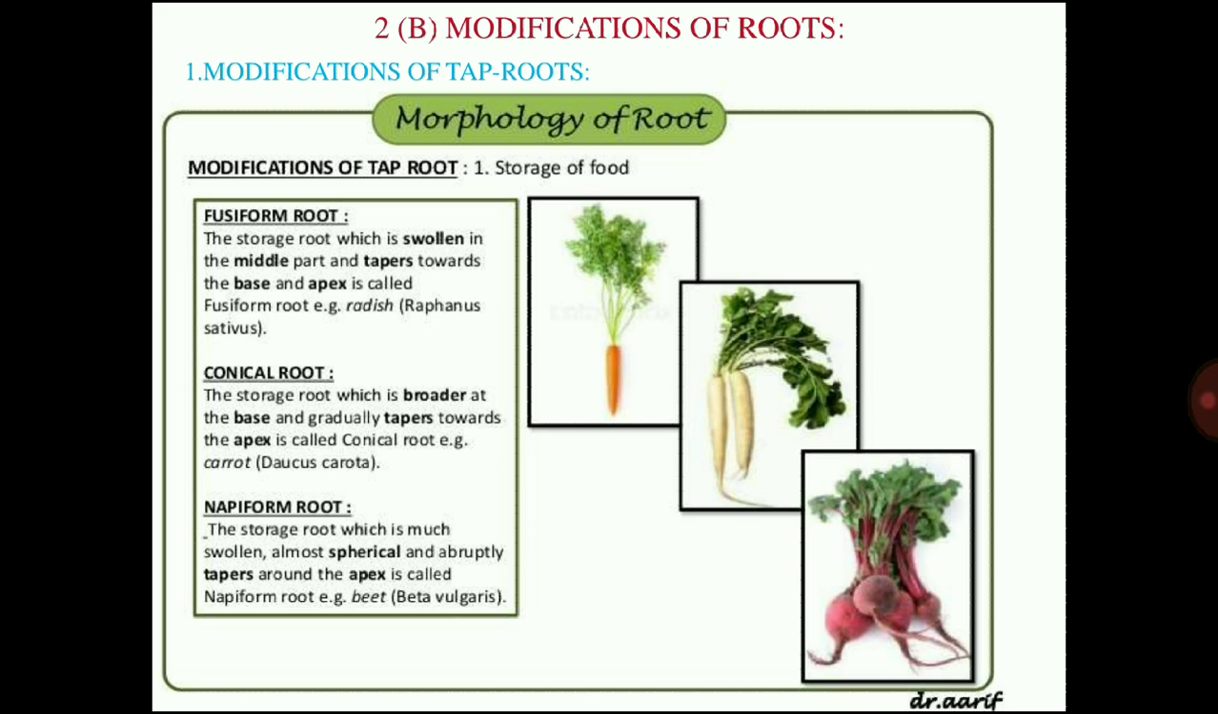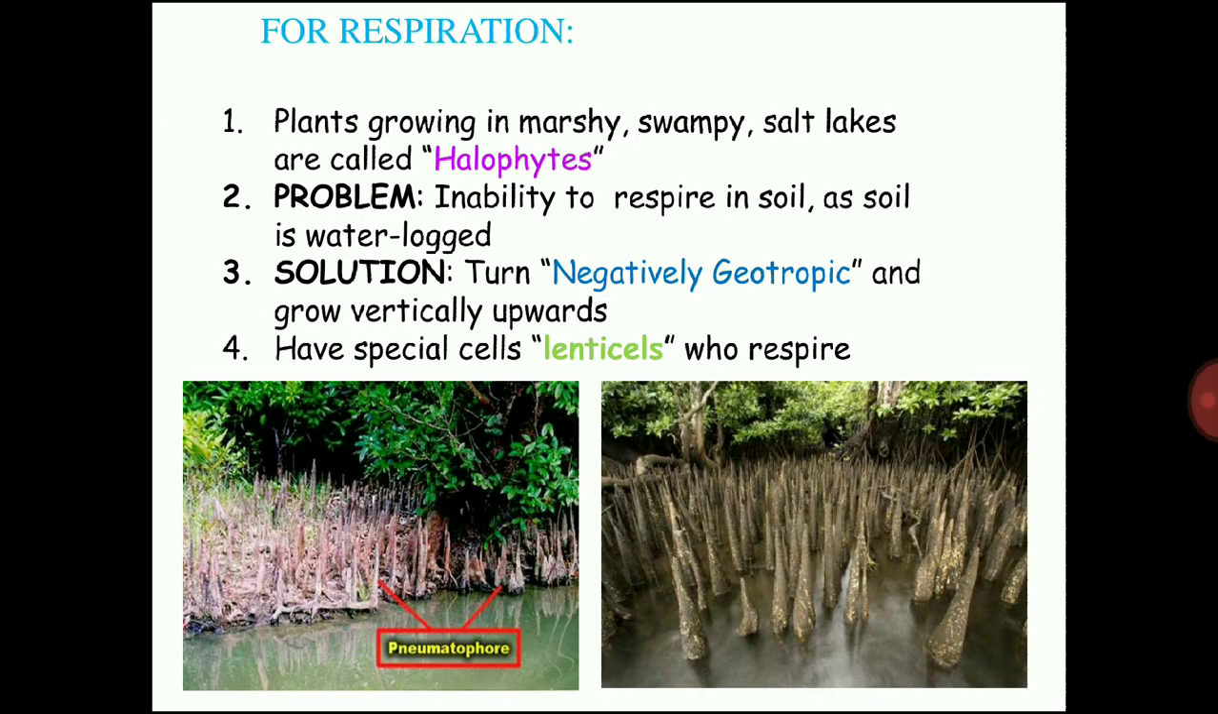In some plants such as rhizophora growing in swamp areas, many roots come out of the ground and grow vertically upwards. Such roots, called pneumatophores, help to get oxygen for respiration.